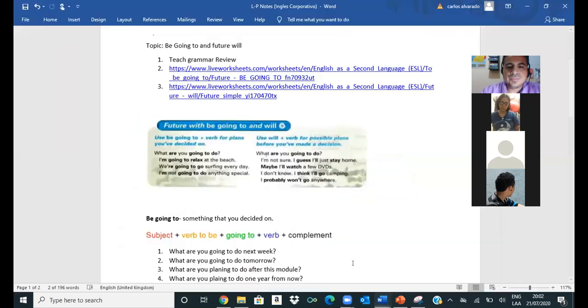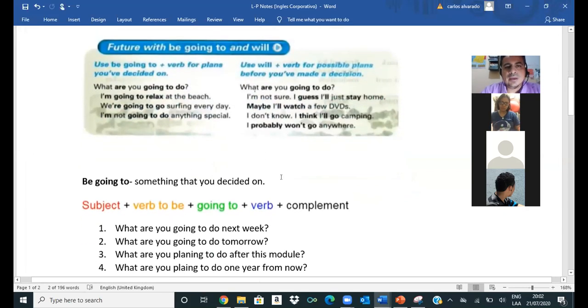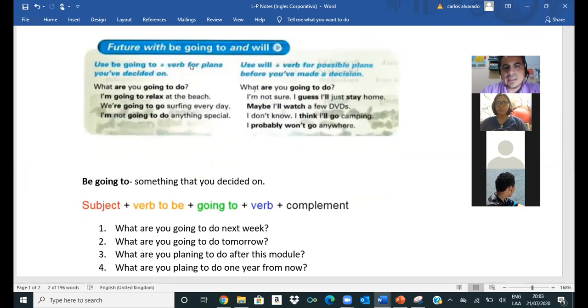Okay, let me share my computer with you and maybe we can do a little review. Yesterday we were working on future with be and going to. Also, we talked about will. Future with going to and will. Why do we use going to? We use it to talk about plans that you have already decided. And we use will for possible plans, okay? Possible plans. And going to for plans you have already decided on, okay?